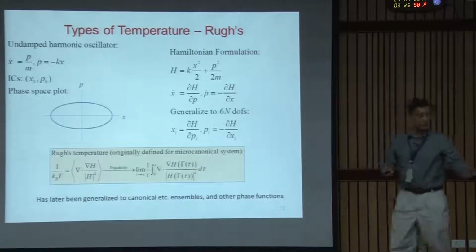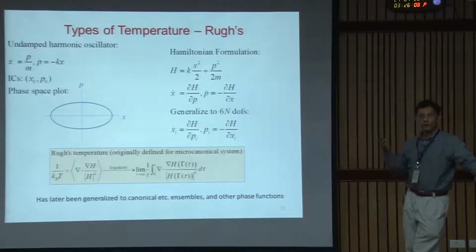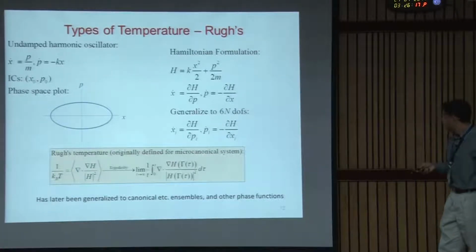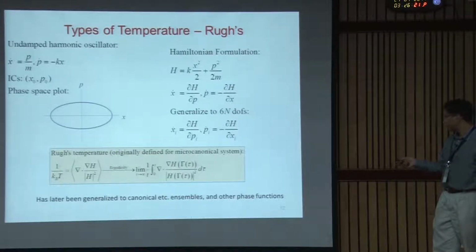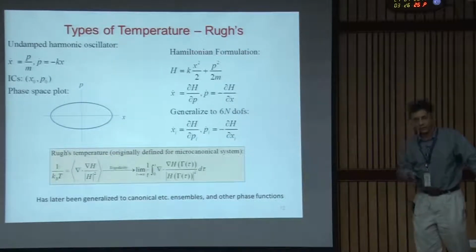So that temperature has nothing to do with the molecular motion, the atomic motion, but has everything to do with the positions of the atoms. And that is very useful when you are studying the temperature of a fluid which is moving. It's very difficult to find the kinetic temperature, but very easy to find the configurational temperature. And we will talk about Rugh's temperature, configurational temperature, and kinetic temperature in the rest of this talk.